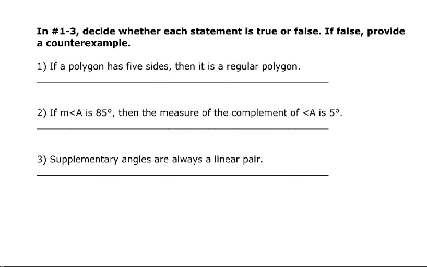We talked about counterexamples before, so here we're going to decide whether the statement is true or false, and if it's false, we need to provide a counterexample. So if a polygon has 5 sides, then it is a regular polygon. They're trying to tell us that it's always going to be a regular polygon, but we know that doesn't always have to be the case. It doesn't have to be regular, so it doesn't have to have all the sides and angles congruent inside. So what we could do is show a picture of a non-regular polygon that has 5 sides.